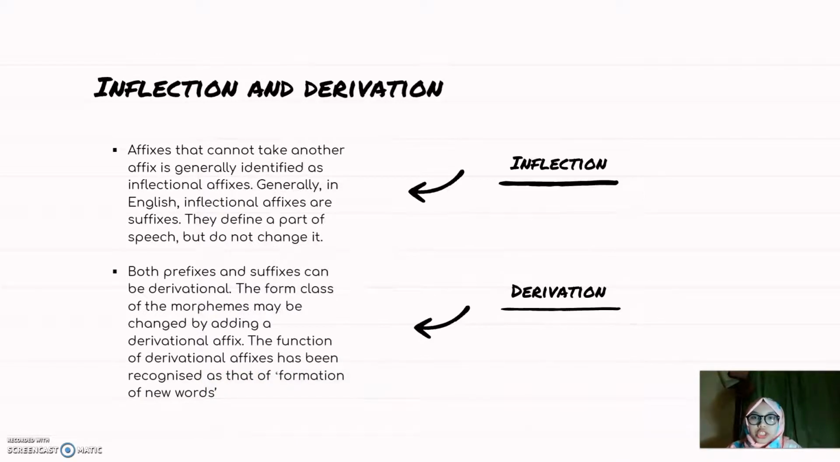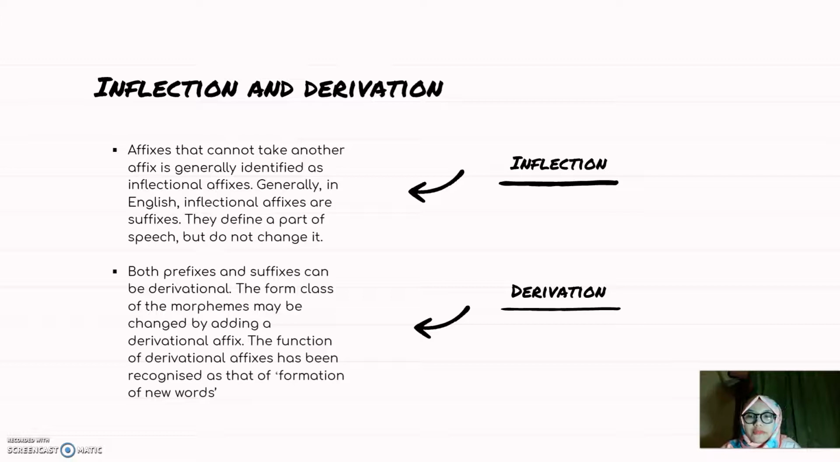There are inflection and derivation. Inflection. Affixes that cannot take another affix are generally identified as inflectional affixes. If we add s or ed to present, we will get derivative words presents and presented. We cannot add another suffix to it. Inflectional suffixes of this type might create a set of forms of a morpheme within the same form class, usually known as a paradigm. Generally, in English, inflectional affixes are suffixes. They define a part of speech but do not change it.